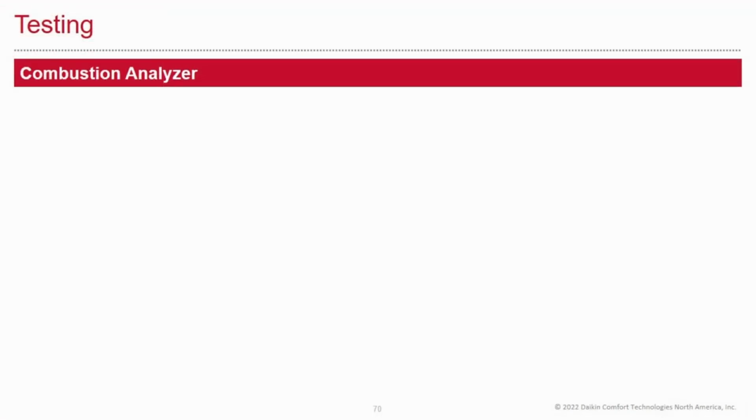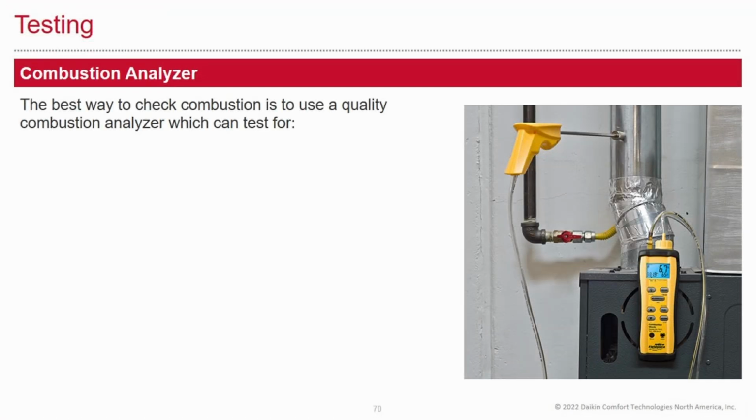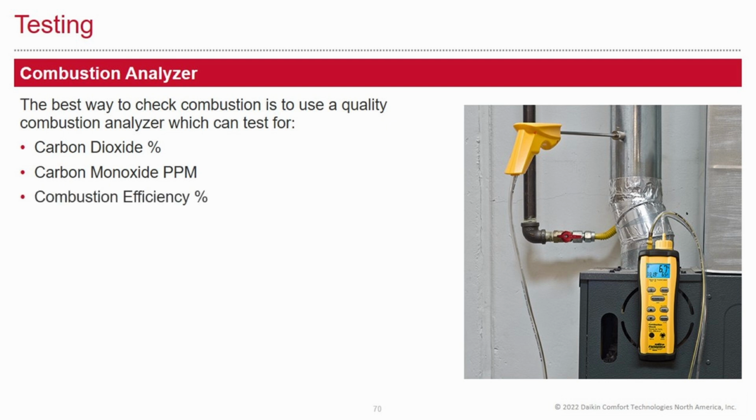Combustion analyzer. The best way to check combustion is to use a quality combustion analyzer which can test for percentage of carbon dioxide, parts per million of carbon monoxide, percentage of combustion efficiency, percentage of excess air, flue temperature, NOx parts per million, and a percentage of oxygen.